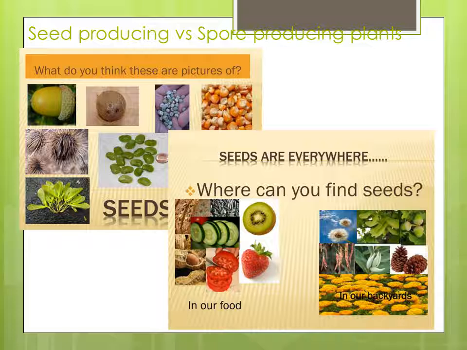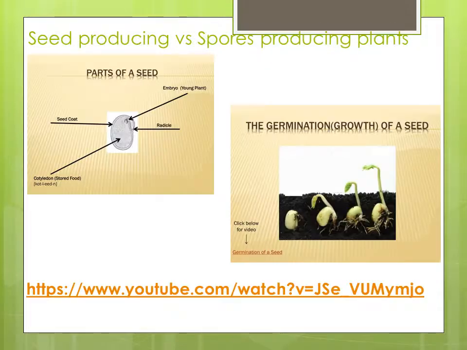All flowering plants produce fruits. Plants which have flowers, the flowers grow into fruits and seeds are found inside the fruits. Okay, and it is those seeds that grow into a new plant.